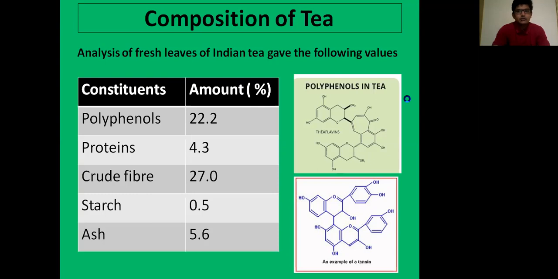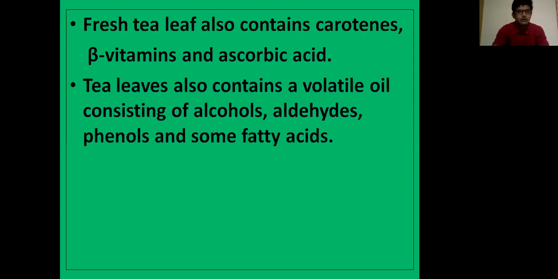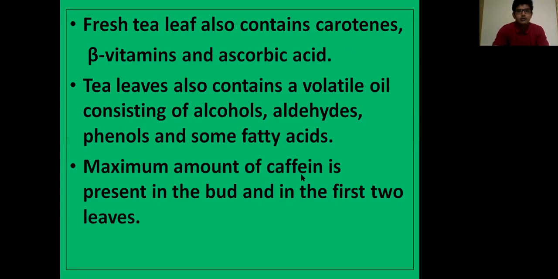So basically we'll see here how these tea powders are processed and how the different types of tea are prepared. Fresh tea leaves also contain carotenes, beta vitamins, and ascorbic acid. Along with this, tea powder also contains a volatile oil consisting of alcohol, aldehyde, phenols, and some fatty acids. Maximum amount of caffeine is present in the bud and in the first two leaves.